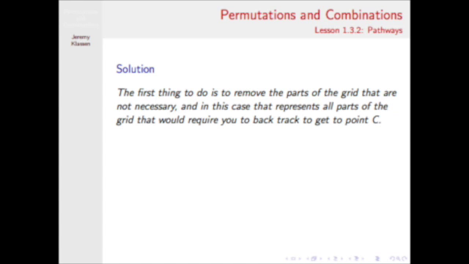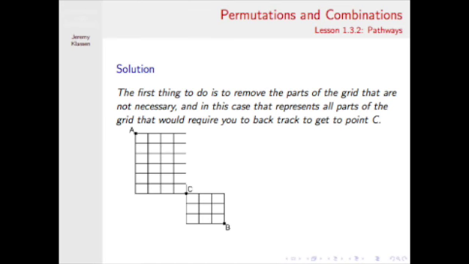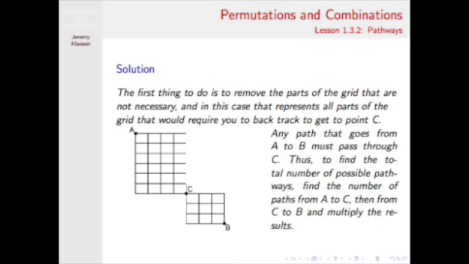Now the first thing we might want to do in this question here is adjust the diagram by removing the unnecessary parts of the grid. That represents all parts of the grid that you would have to backtrack from to get to point C. And when we do that, you'll see that the result is 2 smaller grids that intersect at point C. So now any path that goes from A to B must pass through C.